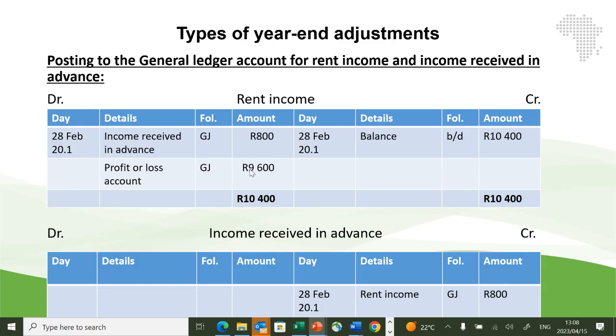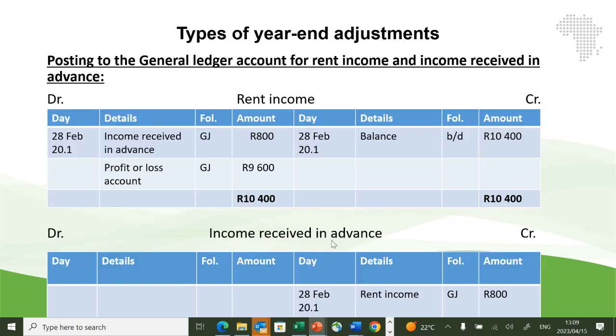So what details do we write next to this 9,600? It's profit or loss. I indicated earlier that income and expenses are closed off to your profit or loss account, so that we don't have any balance carried down. So this account is sitting at 0 now. It's finished. There's nothing else here.